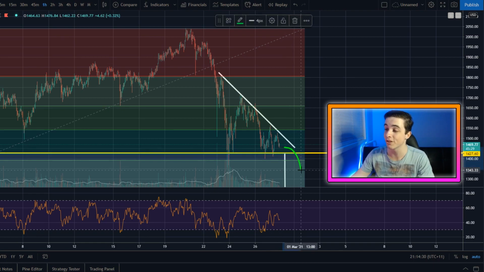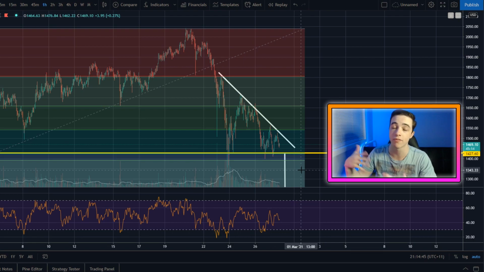Once again, if we break below that line, that is pretty bearish for Ethereum within the next few days and weeks. Just to clarify, in the long term, I'm still super bullish for Ethereum, but this pattern will set the trend over the next few weeks. I just want to make that extra clear for you guys.